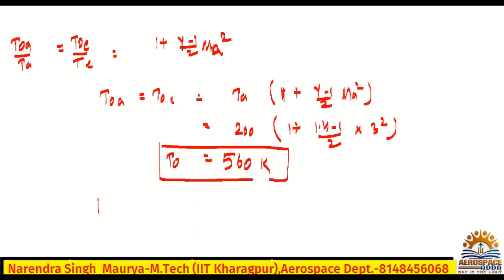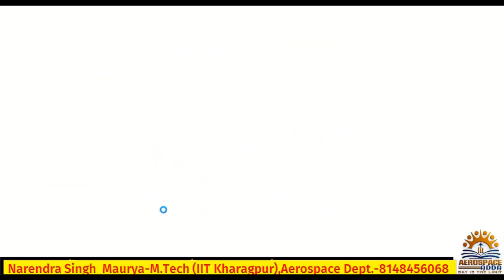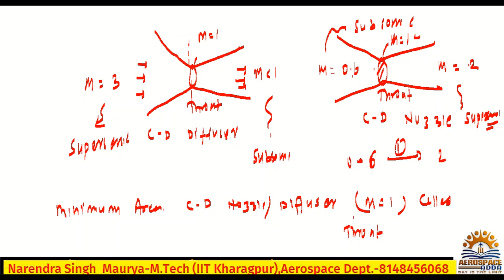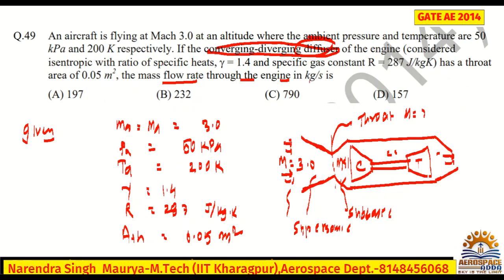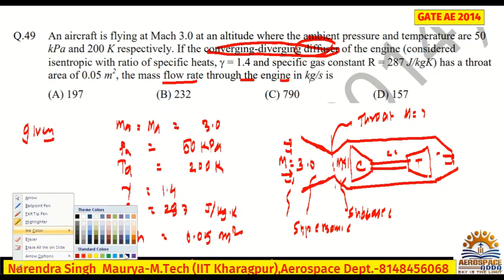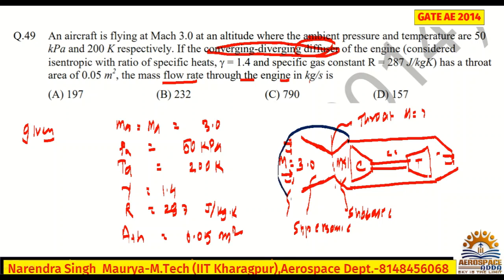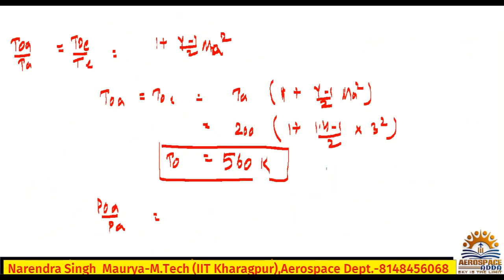Similarly, you can calculate P naught A by PA. That will also be the same throughout the nozzle because it is isentropic. They have clearly mentioned, okay, and we are talking about the nozzle only. So don't think it is inside the engine. So total temperature and total pressure are not going to change. I am talking about this portion only. Okay, there should not be any confusion. This is the portion we are talking about. So no heat addition, obviously total temperature and total pressure will be the same.